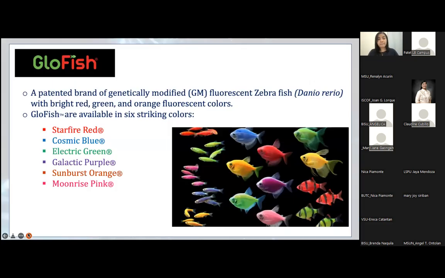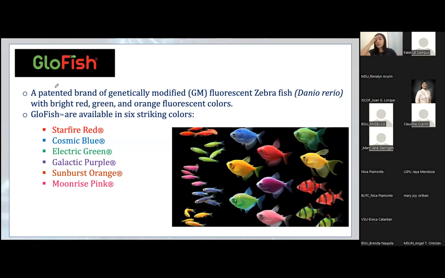Next. Are you familiar with this, class? Do you know them? Glowfish. Yes. How about the others? Aris, my student, commented. How about from other universities? Are you familiar with this?